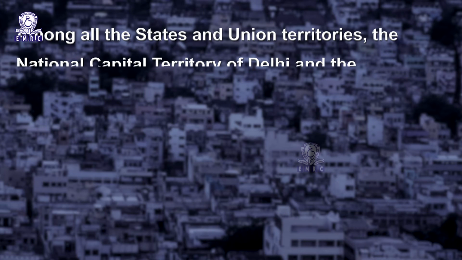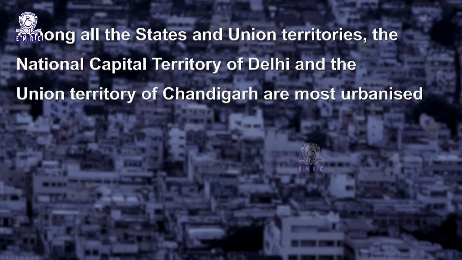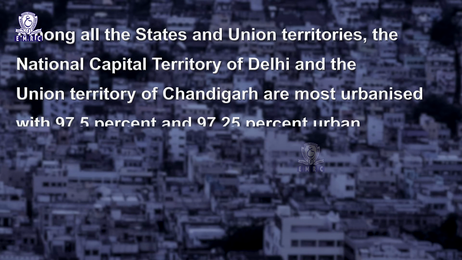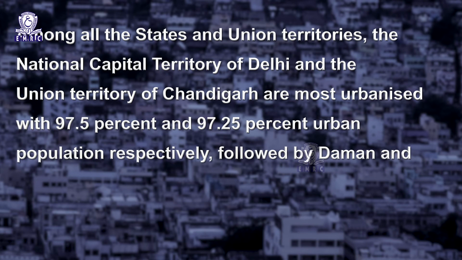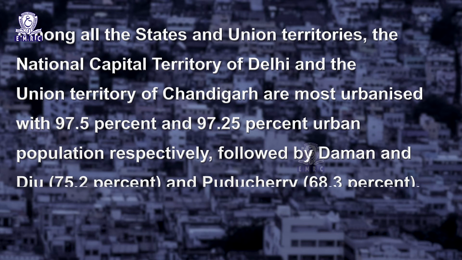Among all the states and union territories, the National Capital Territory of Delhi and the Union Territory of Chandigarh are most urbanized with 97.5% and 97.25% urban population respectively, followed by Daman and Diu with 75.2% and Pondicherry with 68.3%. Among the states, Goa is now the most urbanized state with 62.2% urban population, a significant increase since 2001. Urban population of Goa was 49.8%.